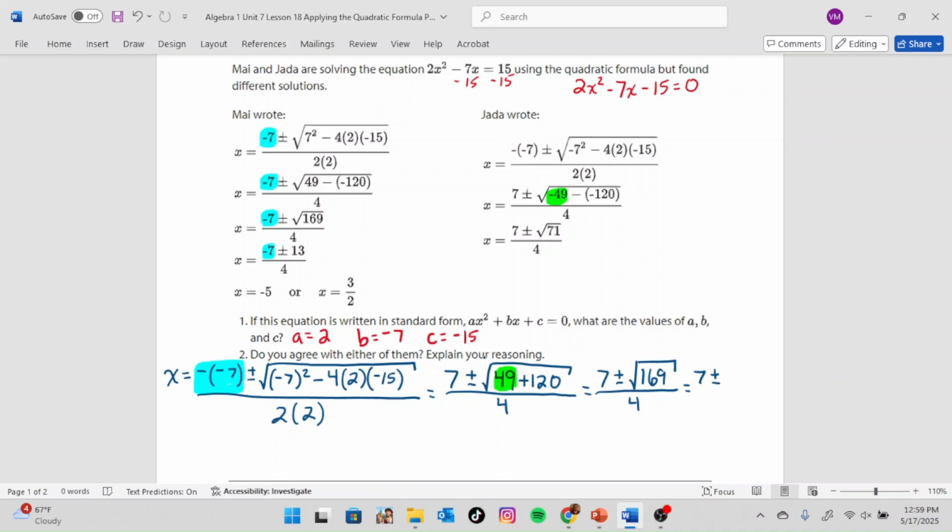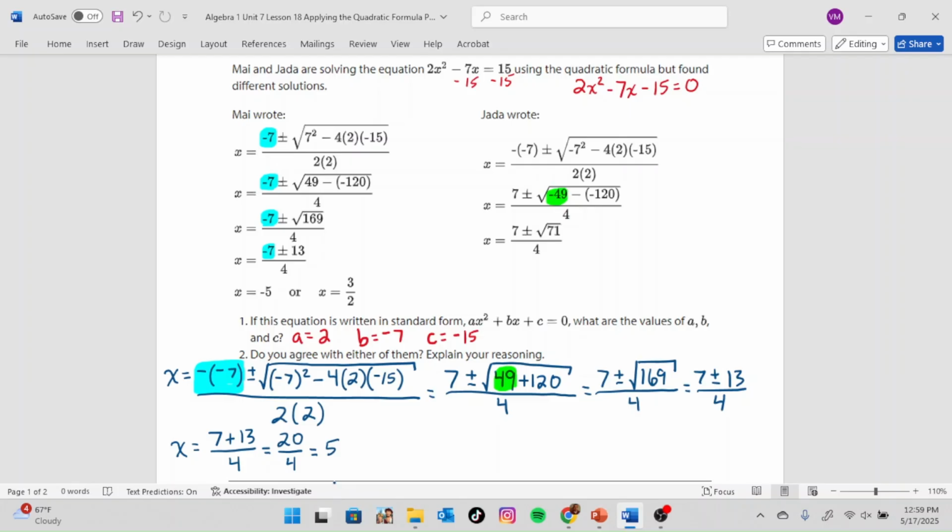The square root of 169 is plus or minus 13. Now we can find the true answers. The first answer is that x equals 7 plus 13 divided by 4, which becomes 20 divided by 4. So the answer is 5.